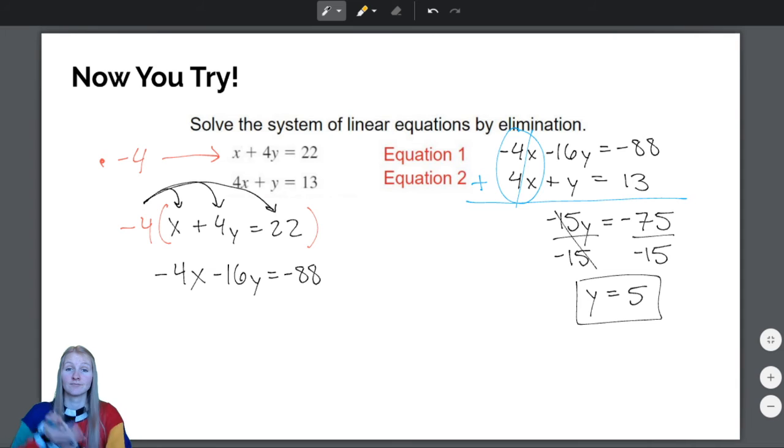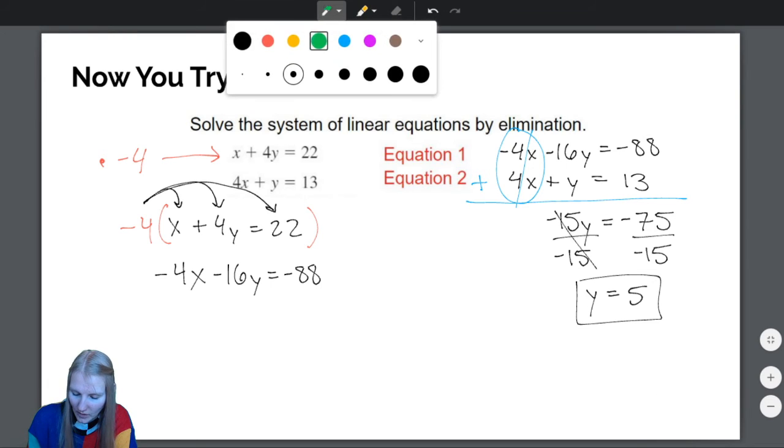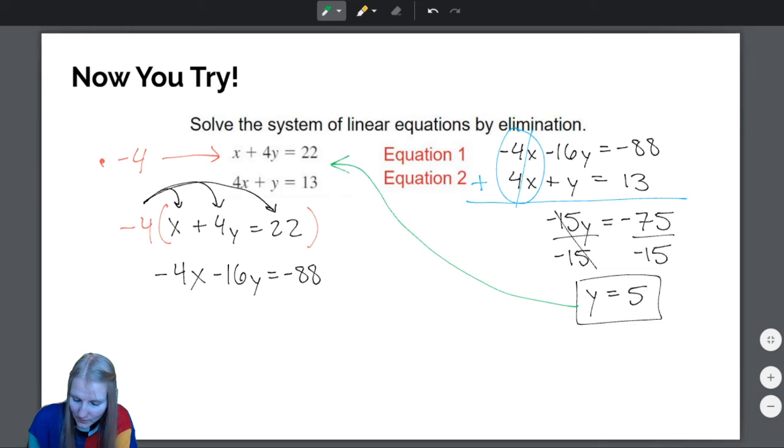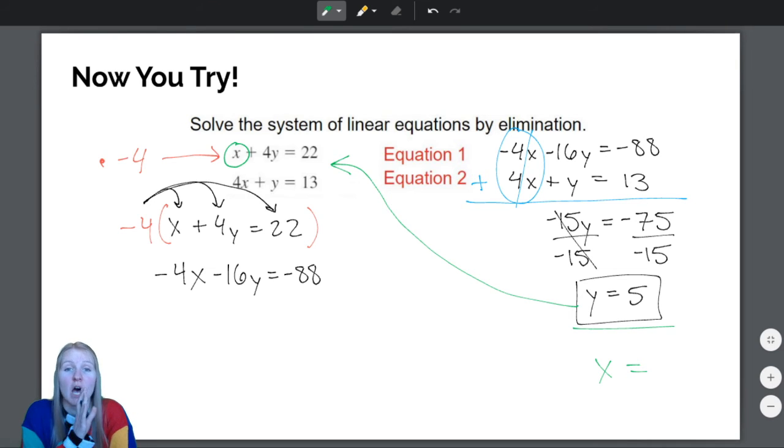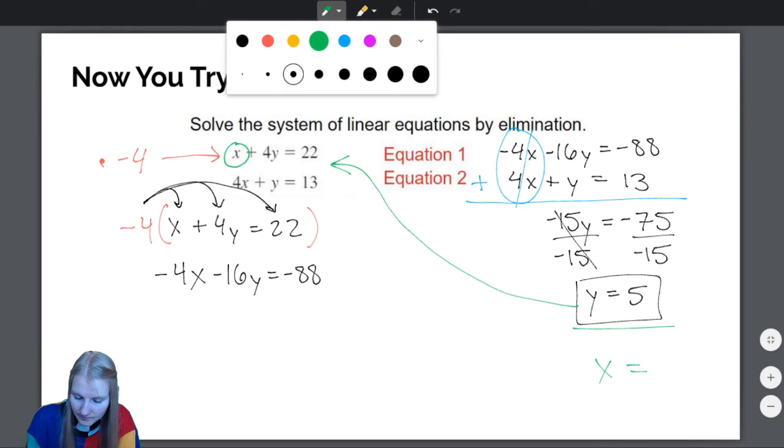Awesome. Am I done? Finished? Can move on? No, remember, I need to find x still. So I need to take what I have for y, and I need to plug it in to one of my original equations. Now, everything's positive. Which equation will be easier to do? Well, I want to solve for x in the end, right? I have y, I want x. So, notice that in equation number 1, x doesn't have a coefficient, or its coefficient is 1. So I wouldn't have to divide by anything. So let's plug it into equation number 1.